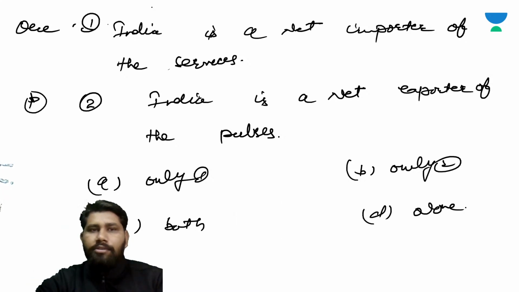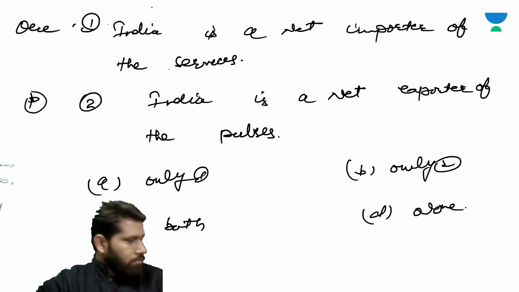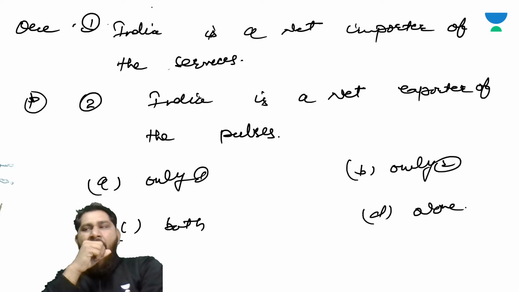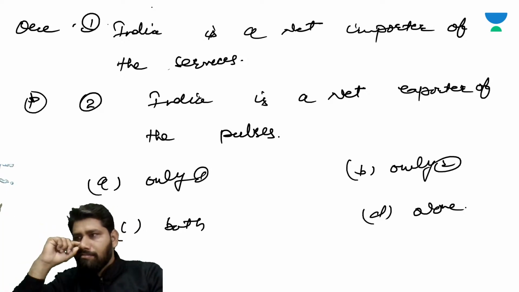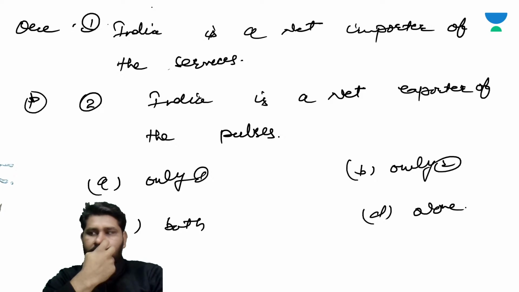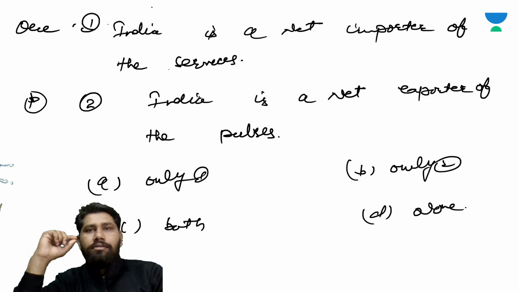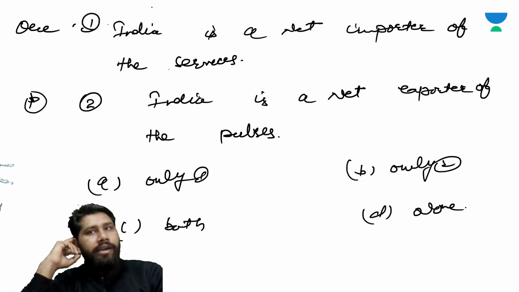India is a net importer of the services. India is a net exporter of the pulses. So which of the given statements is correct out of them? Only one, only two, both, and none. First, answer it fast, guys. India is a net importer of the services. India is a net exporter of the pulses.